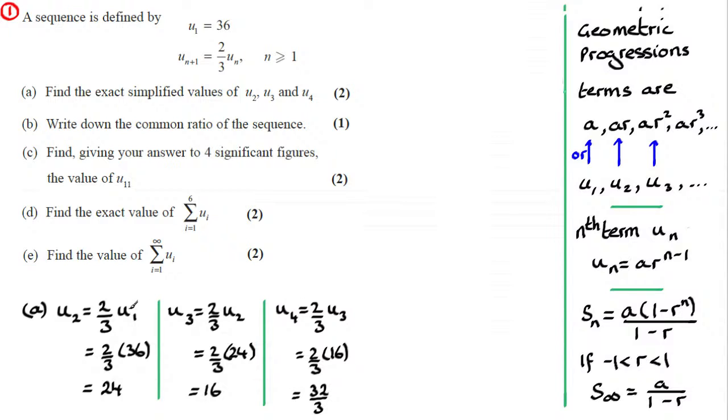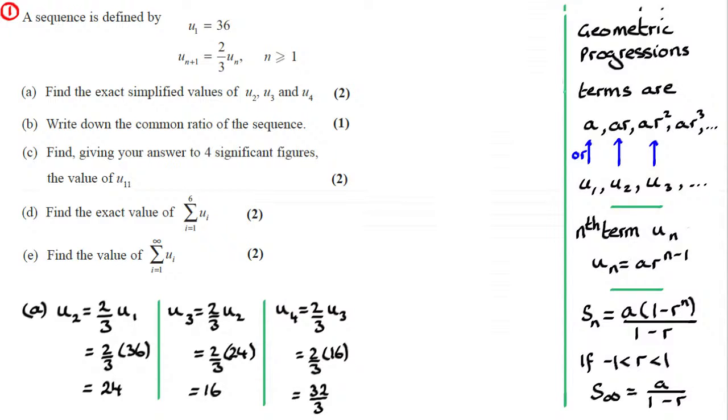All you had to do, you can see the working here, just substitute n equals 1 into here and you get U2, which was 2/3 of U1, which was 36. And you just then keep plugging your values of n in. Okay, so that's the basic one from that question.